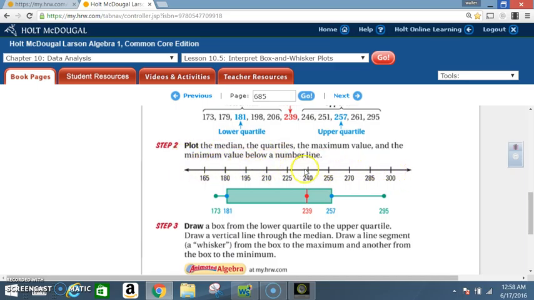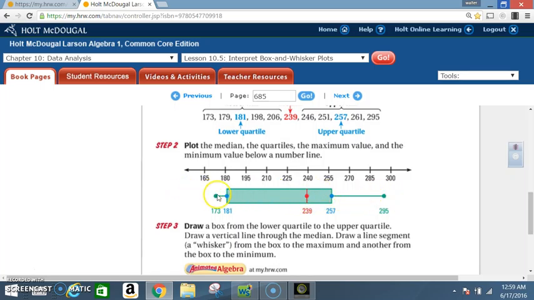Now what I do next is I plot these points below the number line. When I plot 179, there's 180, so 179 is right here. That's my lower quartile. My lowest number is 173, so it's right there between 165 and 180. My median was 239, so that's right before 240. My upper quartile is 257, so that's 255, so 257 is about right there. And my highest value was 295. That's right there. Right now, I don't have the box or the lines. All I have is dot, dot, dot, dot, and dot.